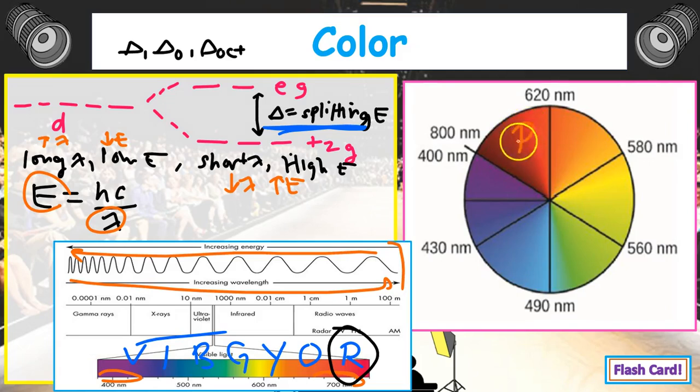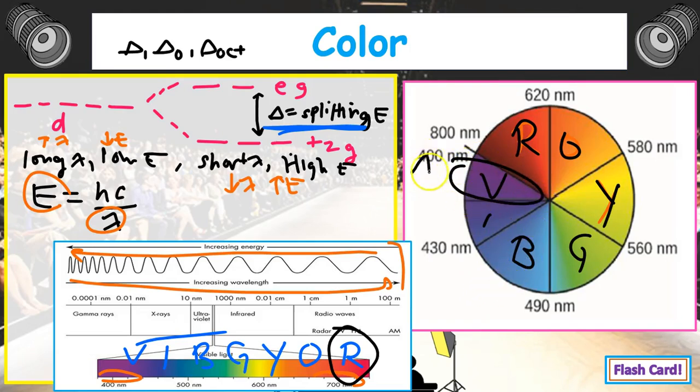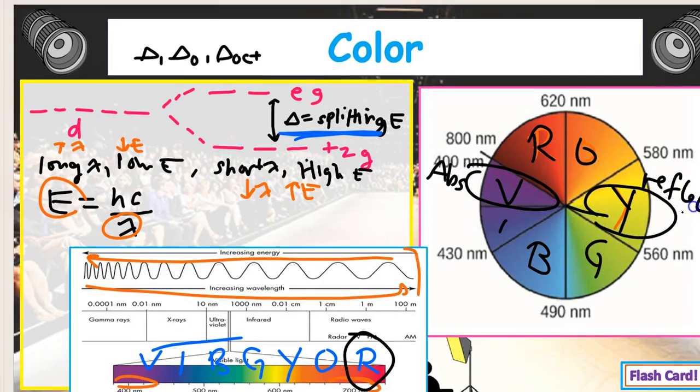We can also see our good old ROY G. BIV here in a color wheel. So if you observe a certain color, say we absorb violet here, you would transmit or reflect its complement. Since I'm absorbing violet, I'm going to reflect its complement color, which would be the yellow here.